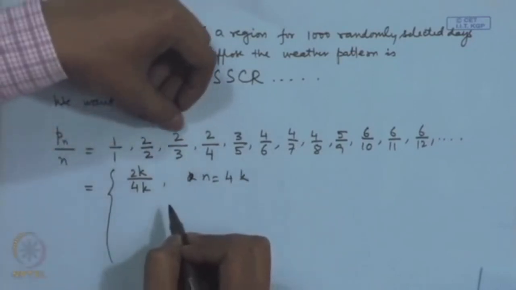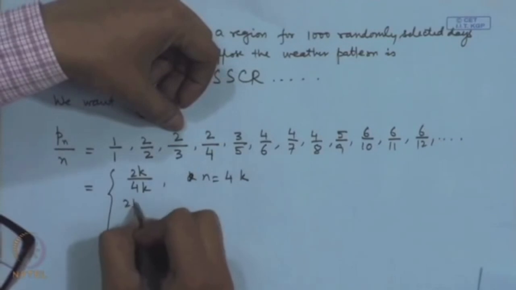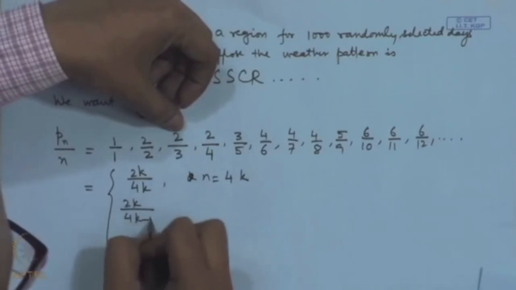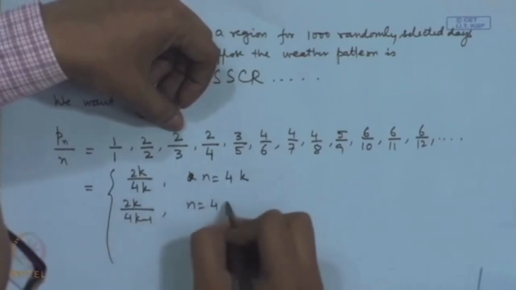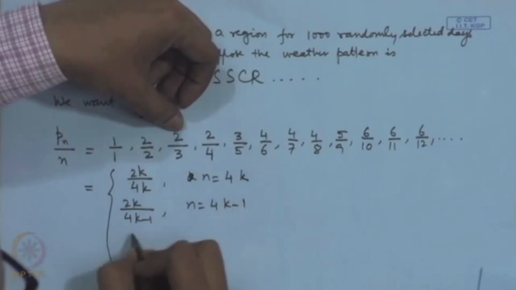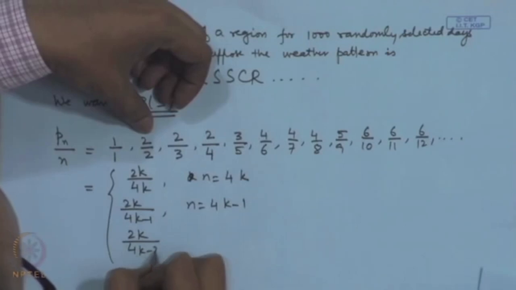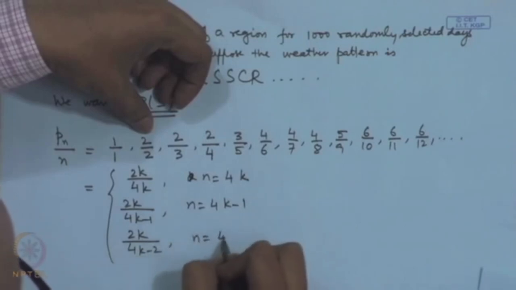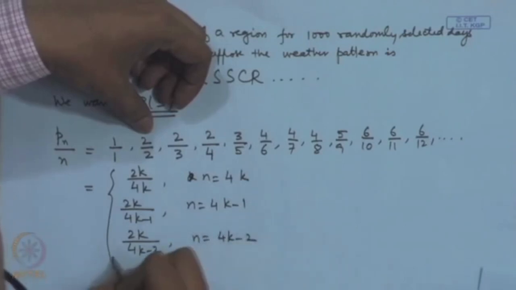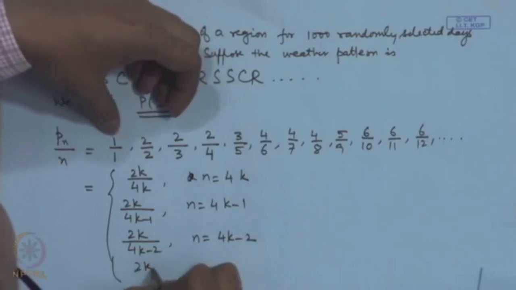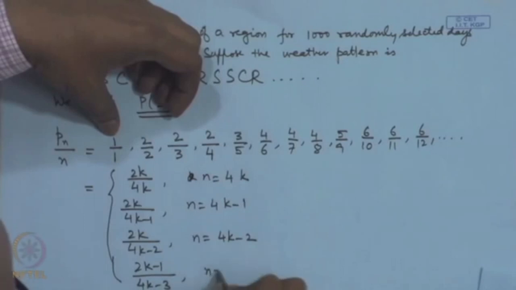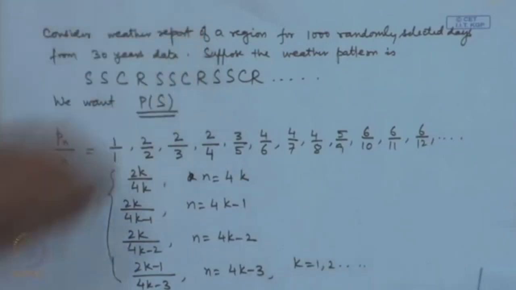Similarly, it is 2k by 4k minus 1 whenever n is of the form 4k minus 1. Here it is equal to 2k by 4k minus 2 whenever n is of the form 4k minus 2. It is of the form 2k minus 1 by 4k minus 3 whenever n is of the form 4k minus 3, for k equal to 1, 2 and so on.